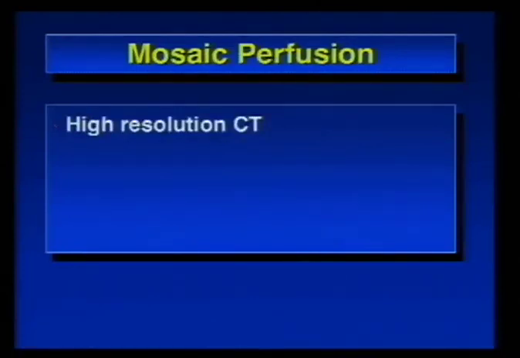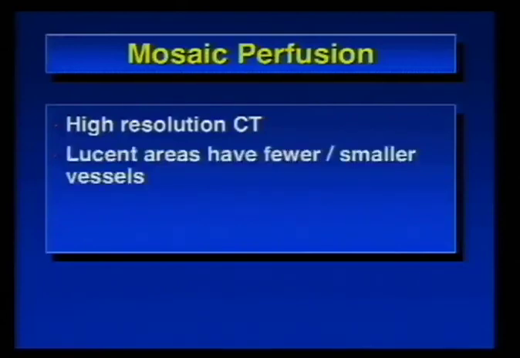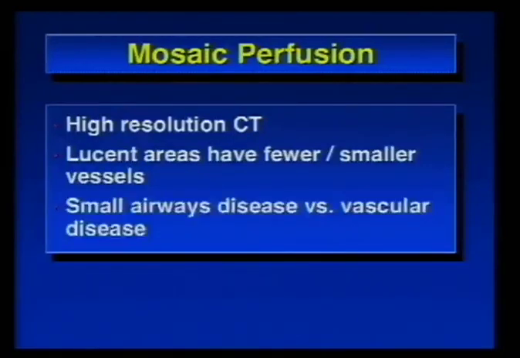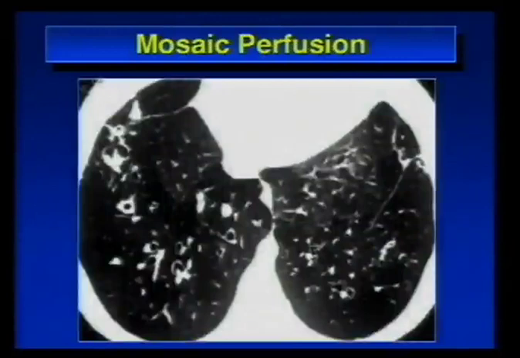Okay, so this is best seen on a high-resolution CT. We're looking for patchy areas of dark attenuation, of low attenuation. So the lucent areas tend to have fewer and smaller vessels. And the differential diagnosis, again, is small airways disease versus small vessel disease. Okay, let's look at an example.